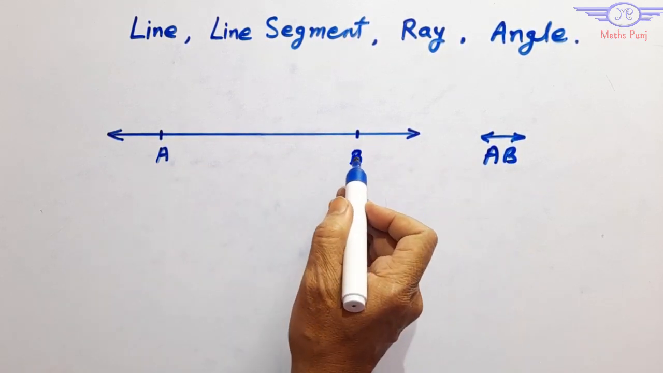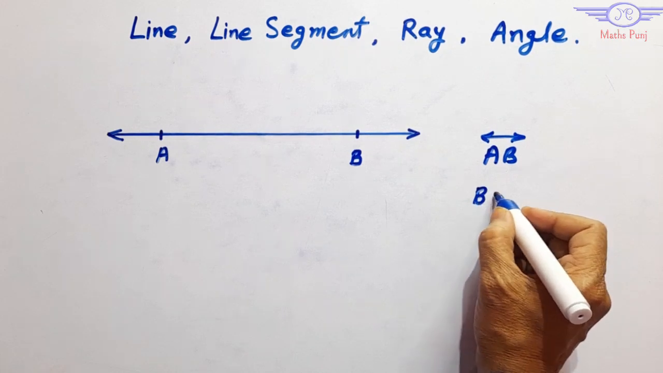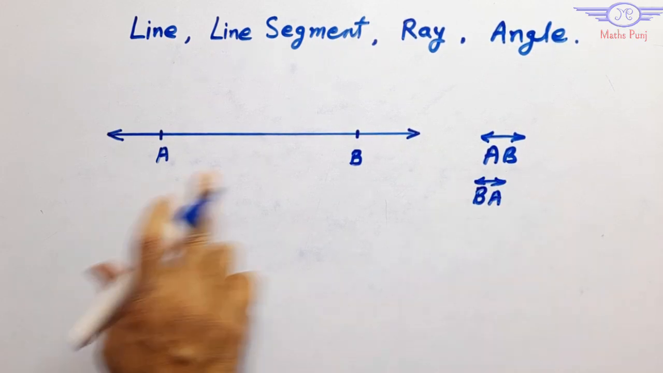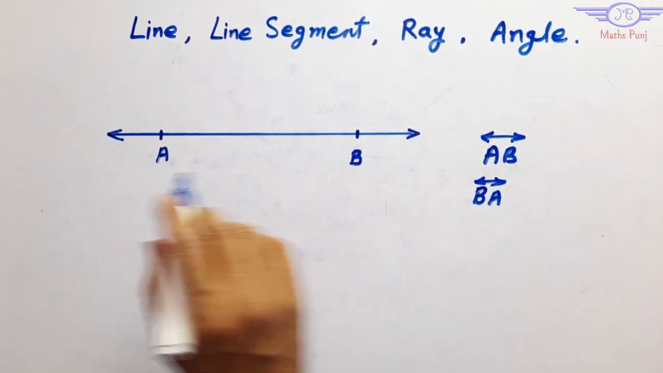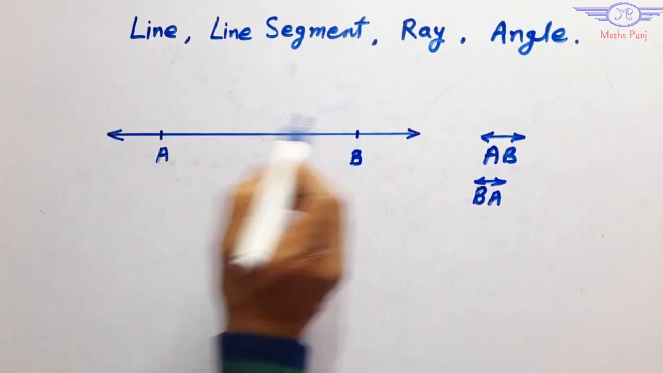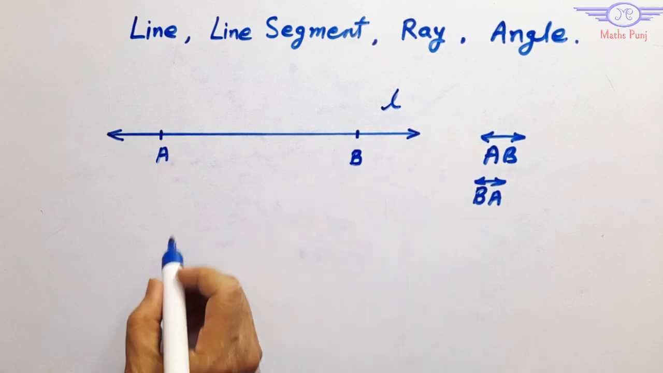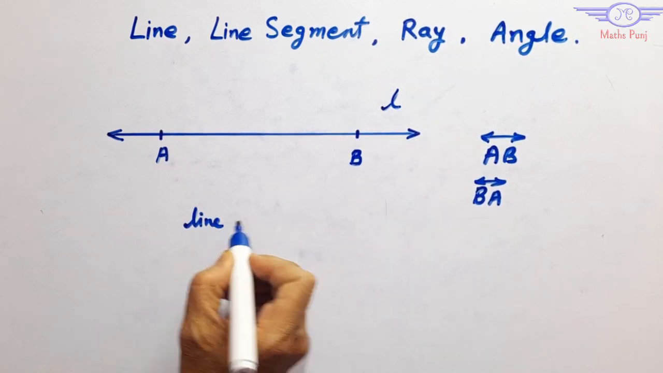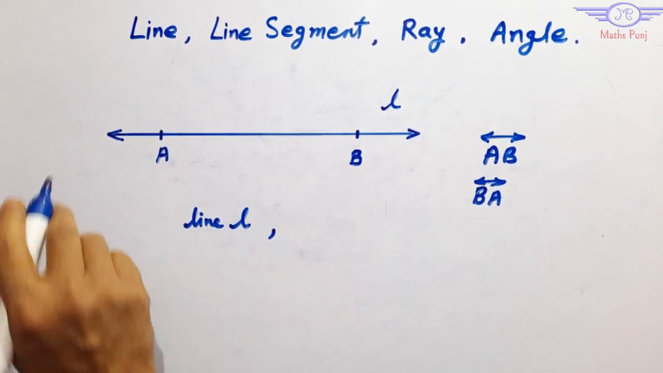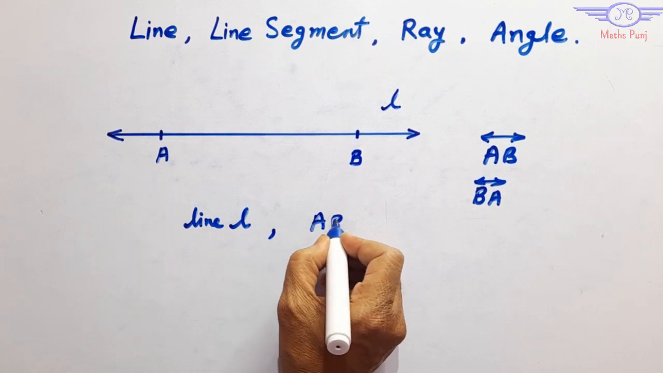We can also write BA. The second process is to use capital letters indicating two points. So we can name the line by writing line l, or in the second way we can write line AB.